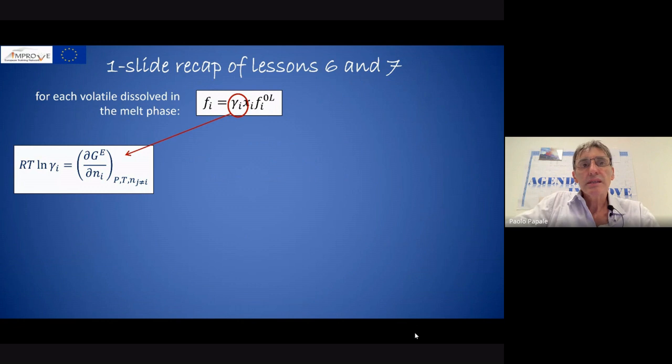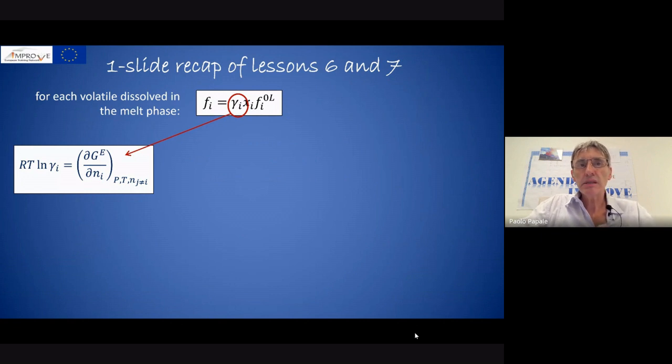In lessons 6 and 7, we have repeatedly said that the activity coefficient is intimately related to the definition of a reference state. In fact, the activity coefficient combines with the reference fugacity to describe the fugacity of the component. Given a reference state, the activity coefficient describes the deviation from the reference state due to the actual conditions of the system being different from those of the reference.